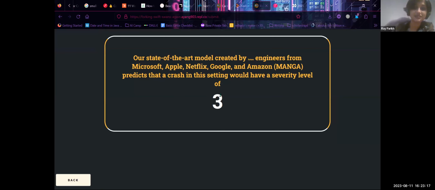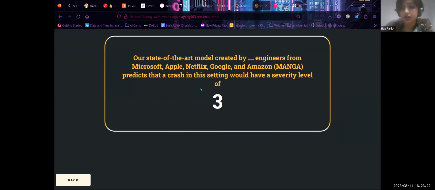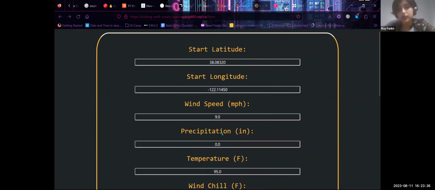Okay, so this one ended up being level 3. And then we have ones for the other severities as well.